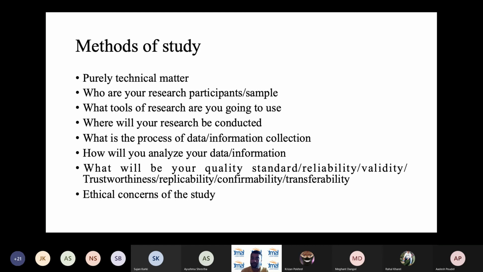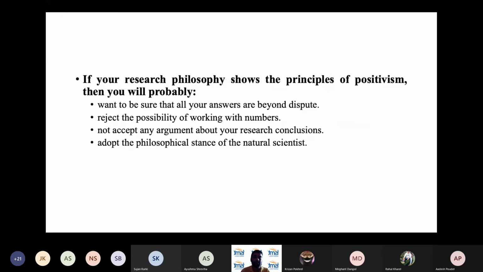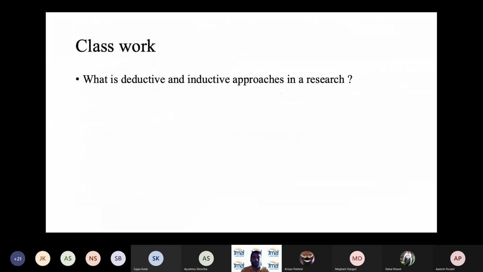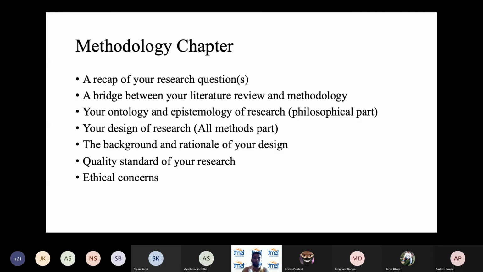We are going to study reliability and validity next week. So this is the thing you need to consider. If you are able to answer these questions, that will help you design your research method, which is the technical part we have discussed in this methodology chapter. There are others also, but this will give you a brief overview of how to write the methodology chapter from one perspective.